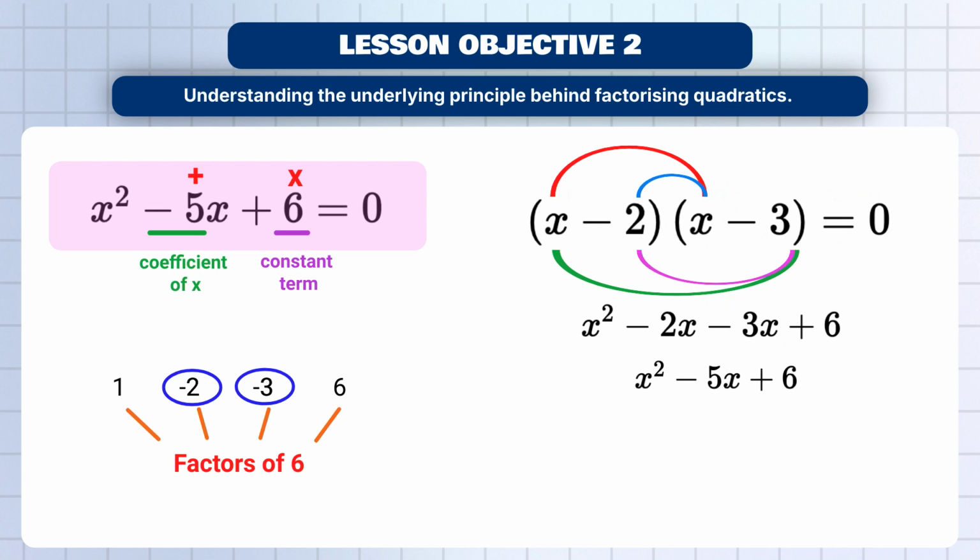Next, we set each factor to 0 and solve for x. So x minus 2 equals 0, or x minus 3 equals 0. Therefore, x equals 2 or 3.